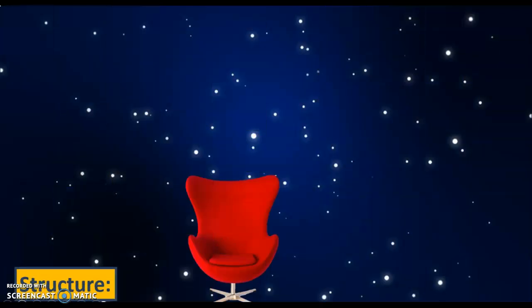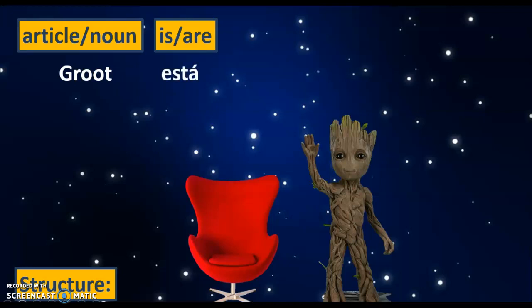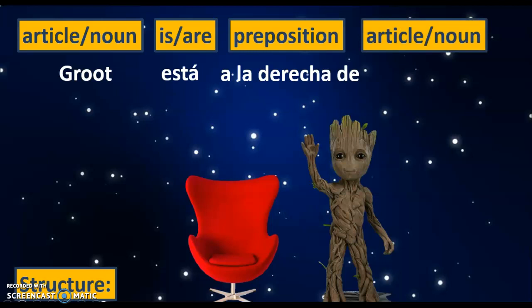So here's the structure, how you make a sentence to show the location. You're going to start with an article and a noun, or just a noun. In this case, since it's a name, it's just Groot with no article, like the word the. Then you're going to use a form of the verb to be, is or are, singular or plural. So for Groot, we'll say está. Then your preposition, in this example, he's to the right of the chair, a la derecha de, and then you use another article and noun, la silla.